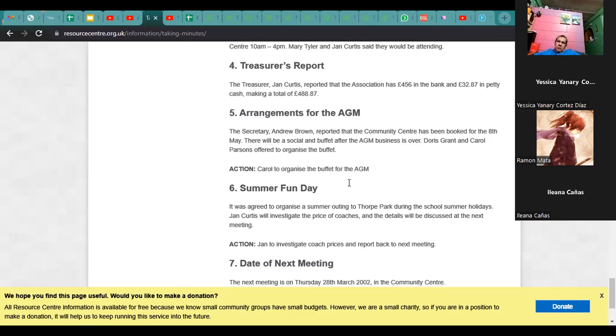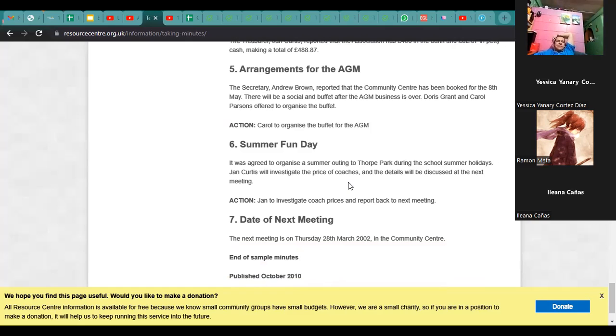Then arrangements for the AGM. The secretary, Andrew Brown, reported that the community center has been booked for the 8th May. There will be a social and buffet after the AGM business is over. Doris Grant and Carol Parsons offered to organize the buffet. Action: Carol to organize the buffet for the AGM. So you can see when you read the minute, you know what happened, what was discussed, and who is going to do something. If we read this one, we know exactly what was happening there. The only thing missing is putting some faces on the names, but other than that, everything is very specific.